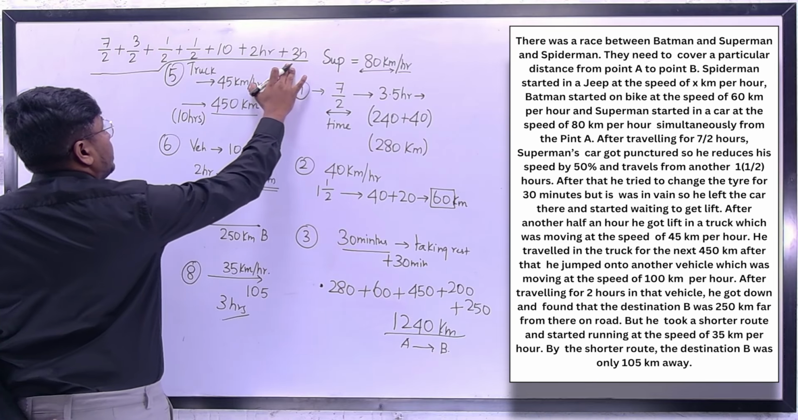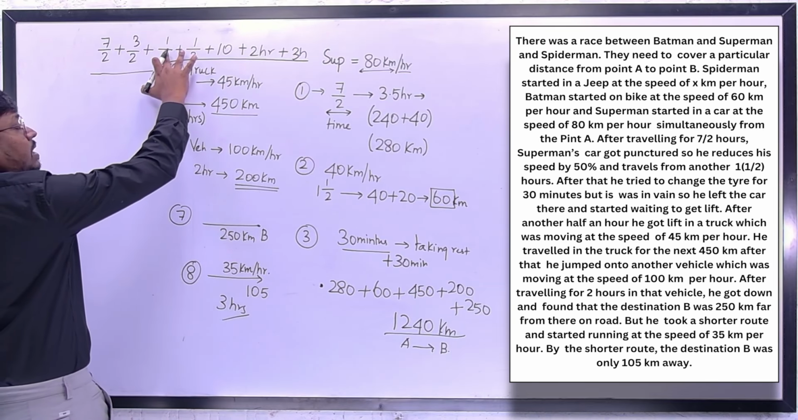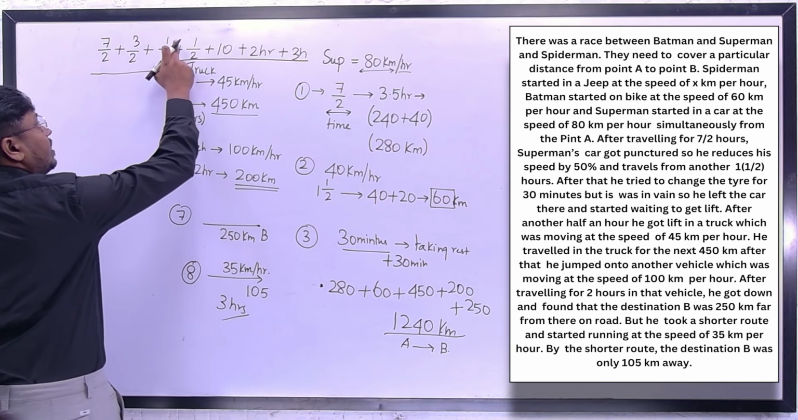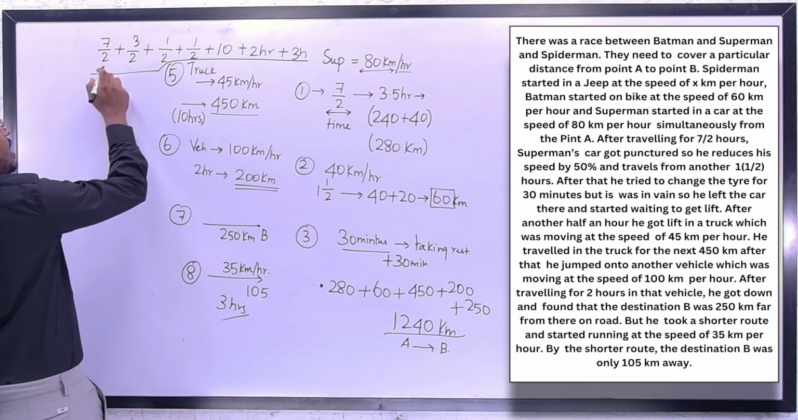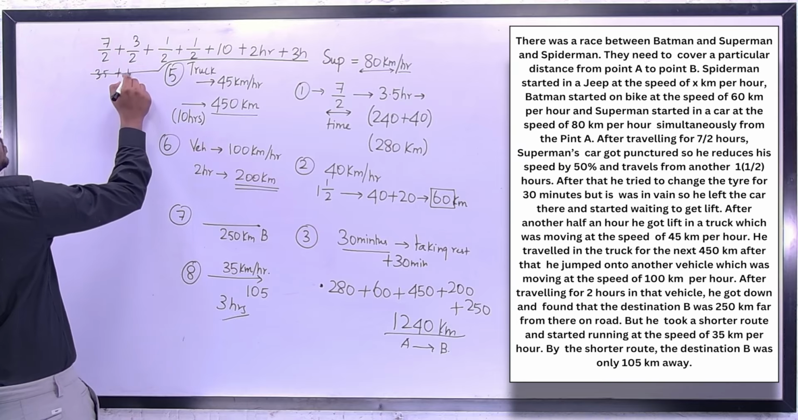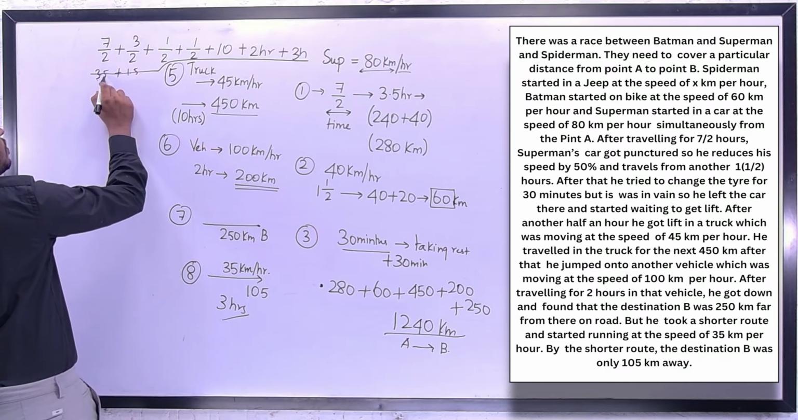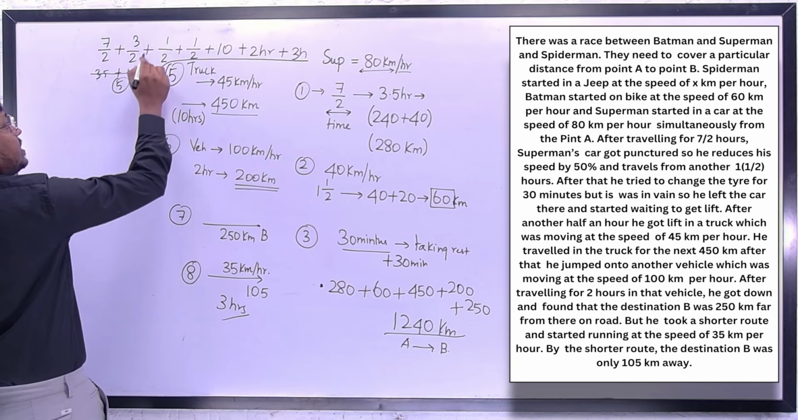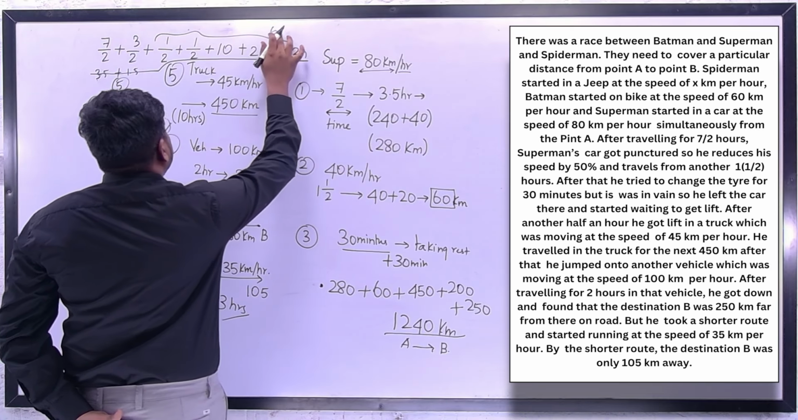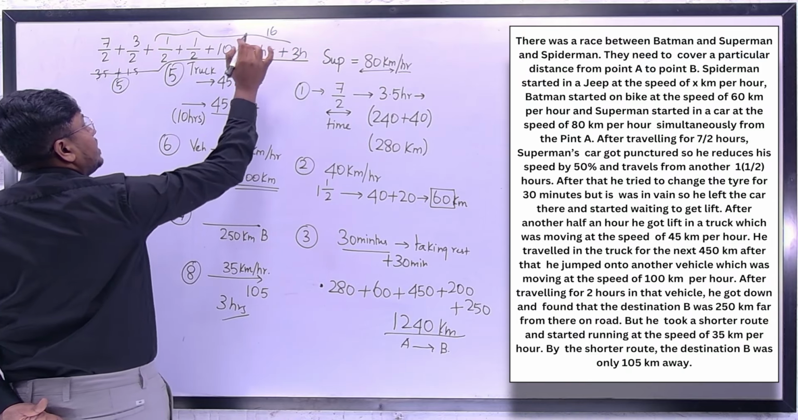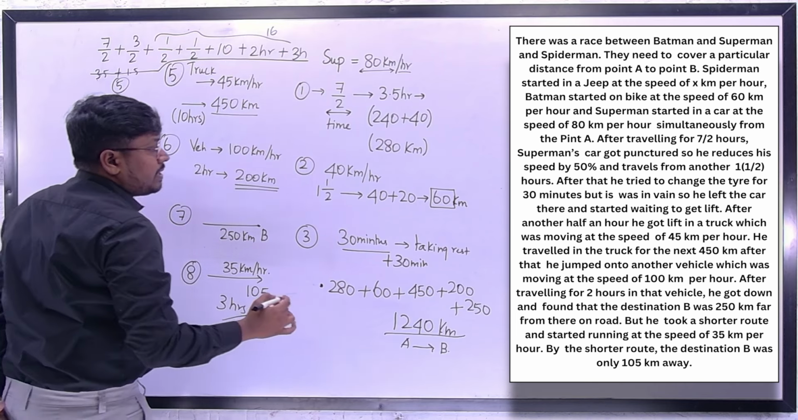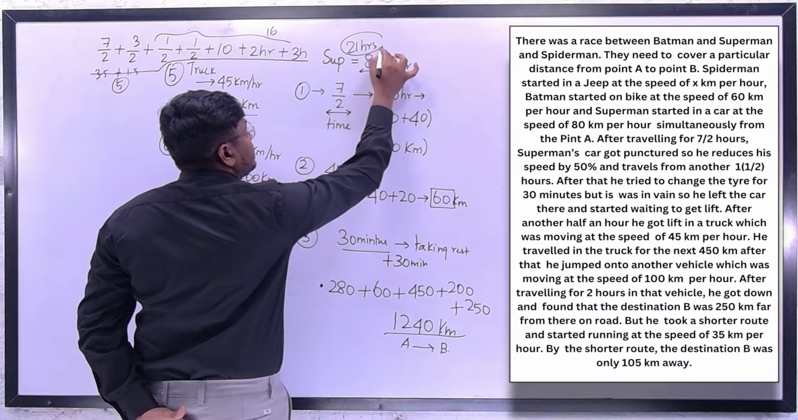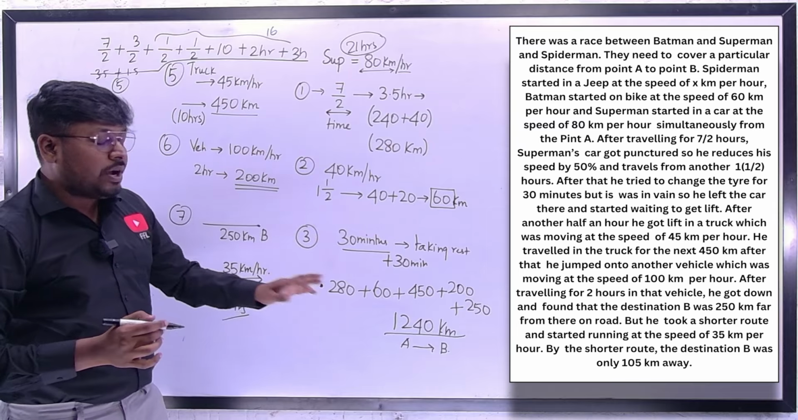So I think 10, 15, and this will be 16, right? Why? Because half an hour will be 1 hour. So 10, 15, and this will be 16, and here it is 3.5 plus 1.5. So 3 and 4, and 0.5 will be 1 hour, which is 5 hours. So this total will be 6 hours, that is 16. 16 plus 5 will be 21 hours. So Superman would have taken 21 hours in order to reach from point A to B.